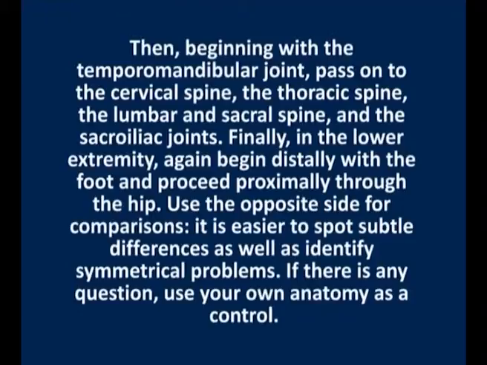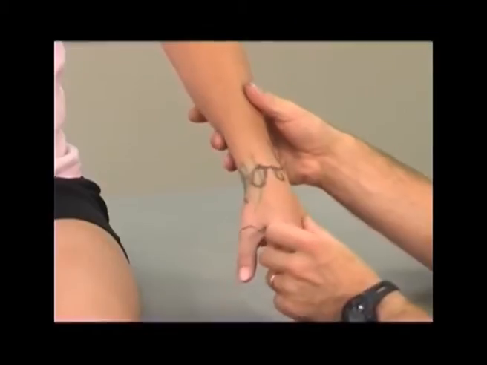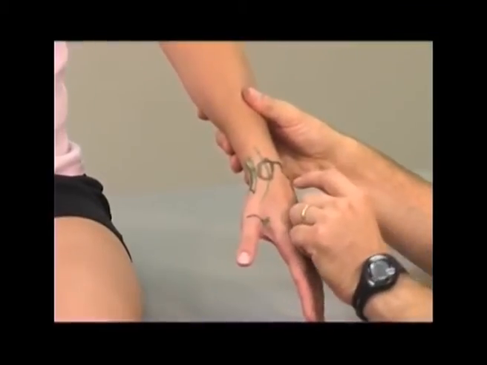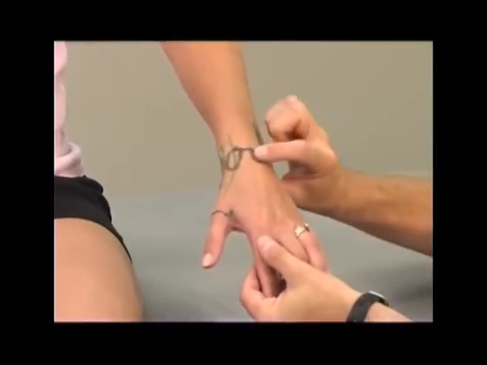Use the opposite side for comparisons. It is easier to spot subtle differences as well as identify symmetrical problems. If there is any question, use your own anatomy as a control. Glean the maximum information from the observation.